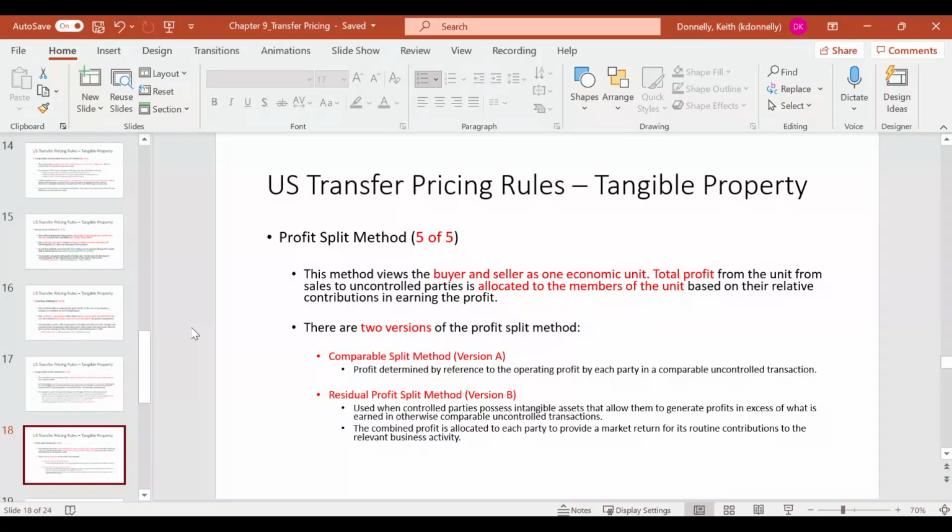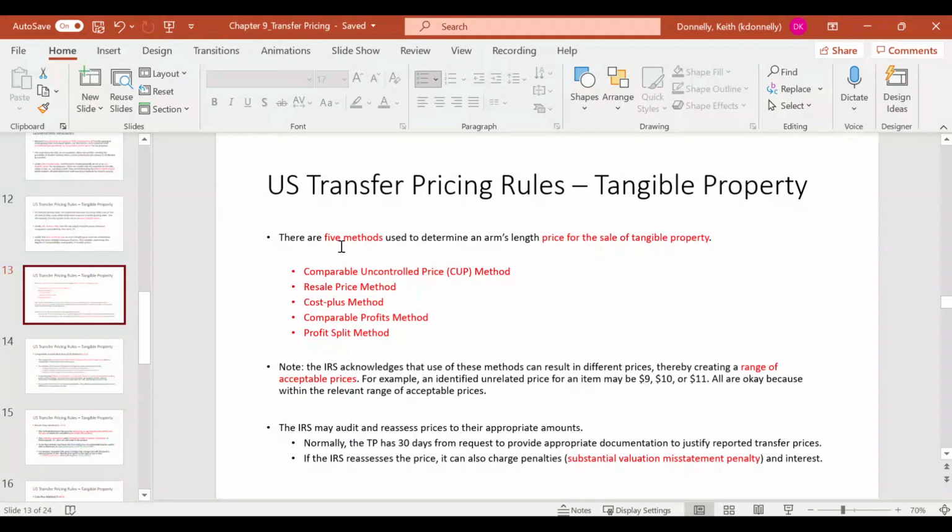Under B, the residual method, this is used when controlled parties possess intangible assets that allow them to generate profits in excess of what is earned in otherwise comparable uncontrolled transactions. The combined profit is allocated to each party to provide a market return for its routine contributions to the relevant business activity. Basically, with the profit split method, we're looking at A and B as one, and then allocating the profit we expect from this between them based on their relative contributions.